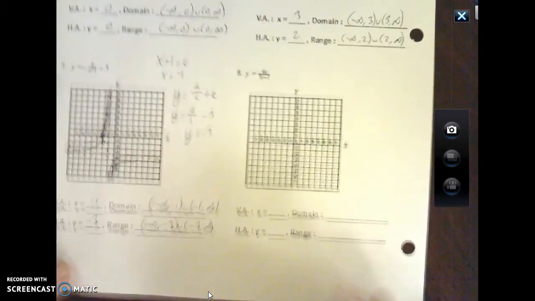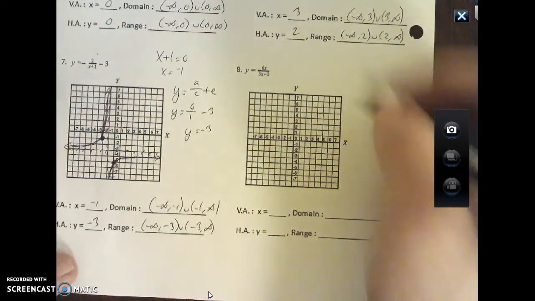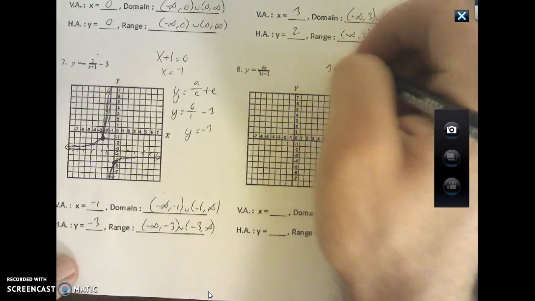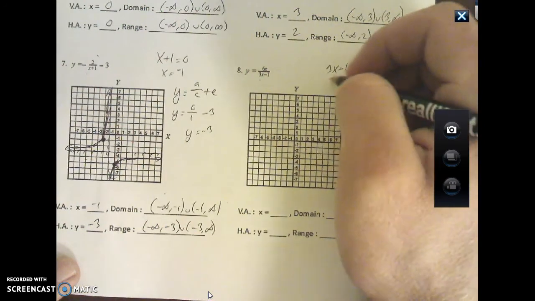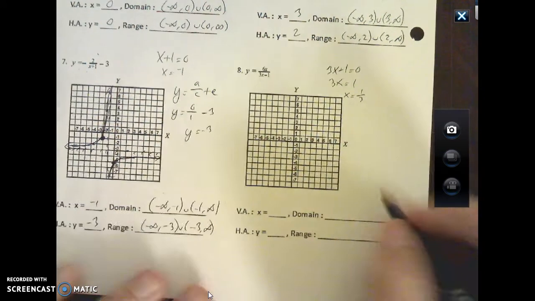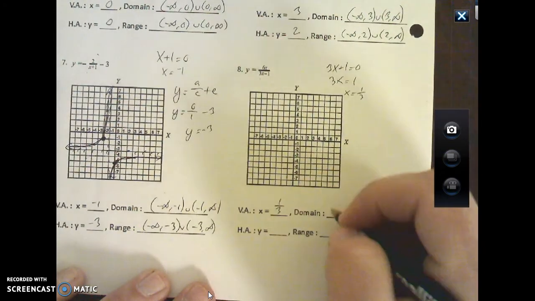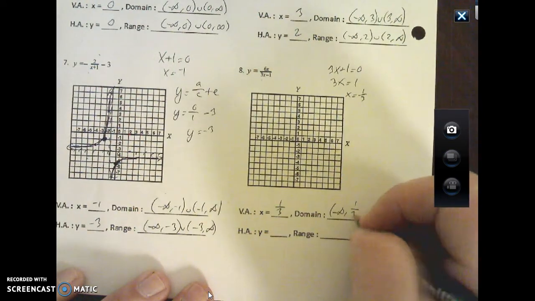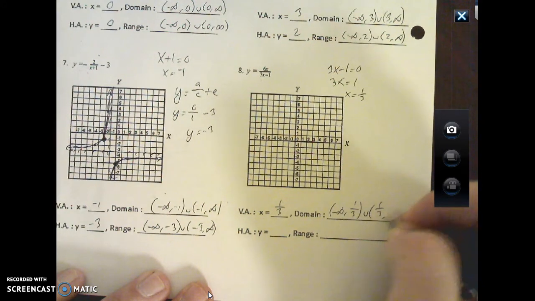My last one. Now, I'm going to give you guys one of these. It's a little bit tougher because if I do 3x minus 1 equals 0 and solve, you get 1/3. Don't panic. Just put down 1/3. Okay? You guys know how to work with that. This all stays the same.